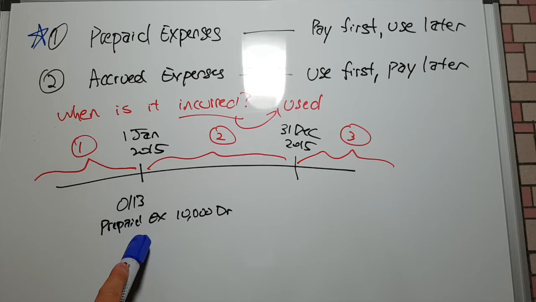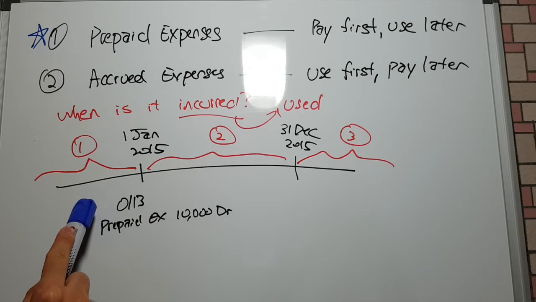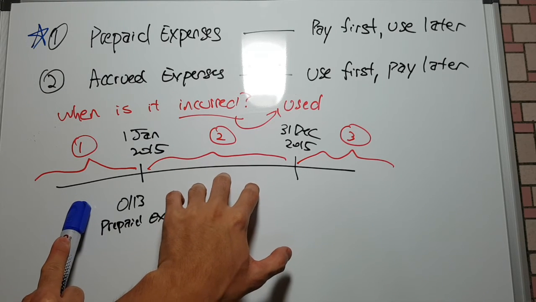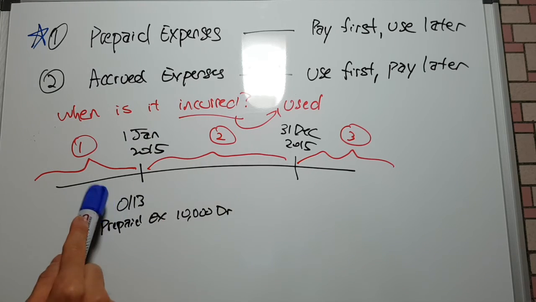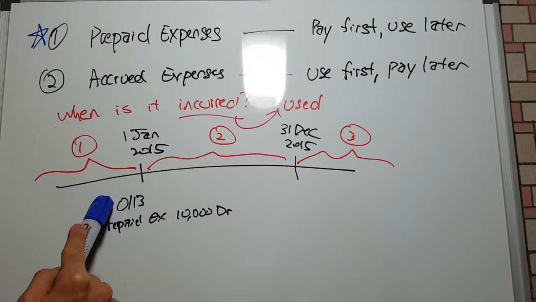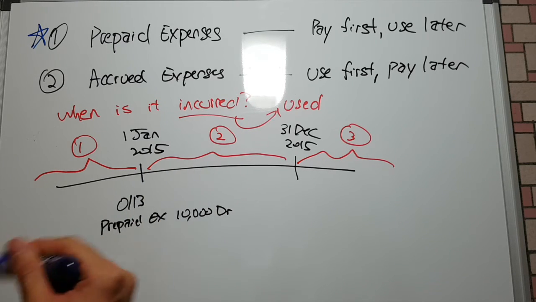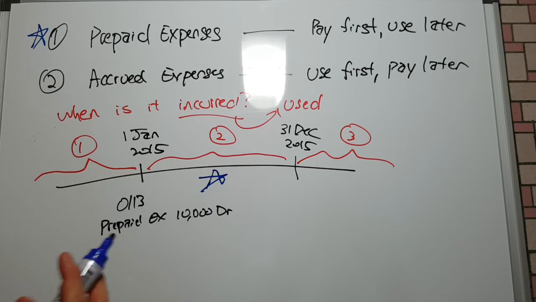If you pay first, it is very clear. If you have an opening balance of prepaid expenses, it is paid in period 1. That's why this year we label it prepaid expenses, because we have paid last year. For prepaid expenses, it is pay first, so we paid here, use later, which means that the expenses are used in period 2. That is why prepaid expenses we are interested in, because it is this year. We want it this year.